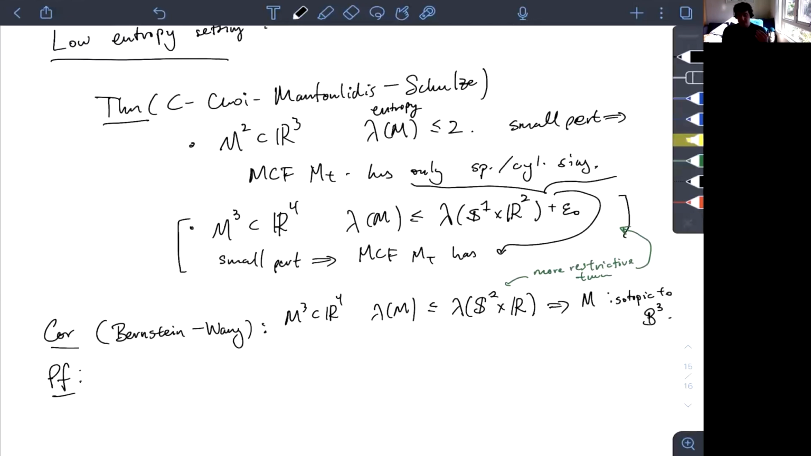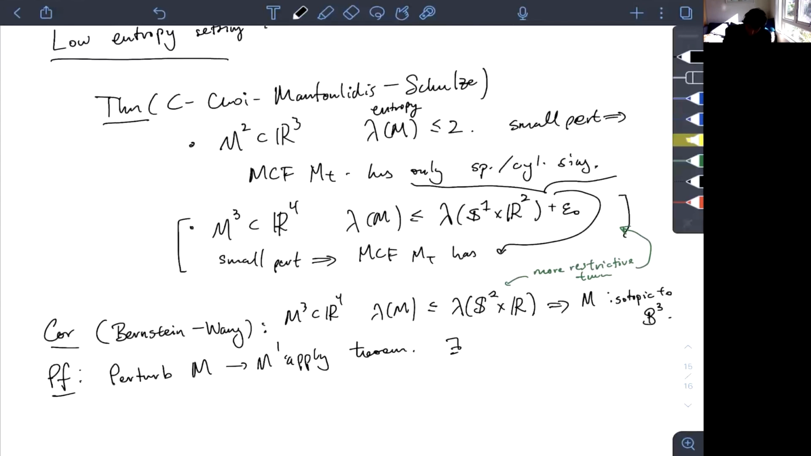So you could call this a low entropy Schoenflies theorem. Okay, so the Schoenflies conjecture says that if you have any M homeomorphic to S3 embedded in R4, then it's isotopic to the round S3. So this says, well, you don't even need the homeomorphic assumption if you include a very low entropy assumption. And so what we can do is give a new proof using mean curvature flow. So Bernstein and Wang also used mean curvature flow, but in a different way. So we do a slight perturbation and apply the theorem.